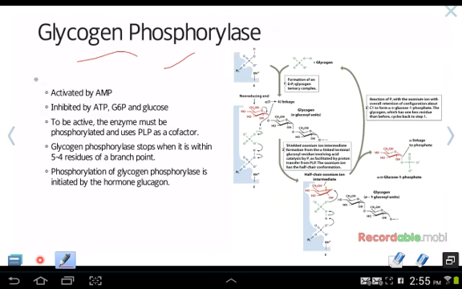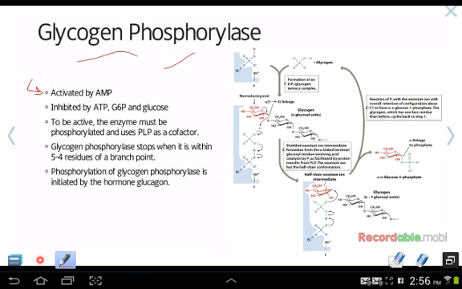Glycogen phosphorylase is activated by AMP. So when we're under low energy yields, we have a lot of AMP increasing, then the cell wants to get more glucose, so it will activate glycogen phosphorylase to remove glucose molecules from glycogen. It's inhibited under conditions of high ATP, high G6P, or high glucose. So if we have a lot of ATP present, then obviously we don't have a demand for ATP. If there's already a lot of glucose 6-phosphate present, then why go into our glycogen stores? And same thing with glucose.